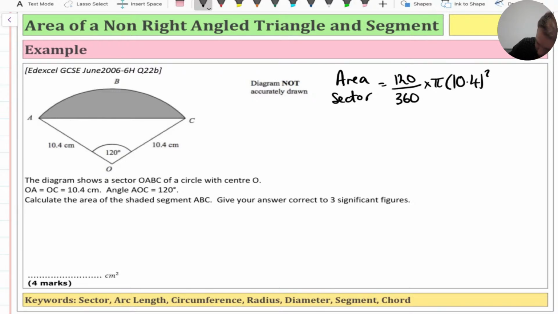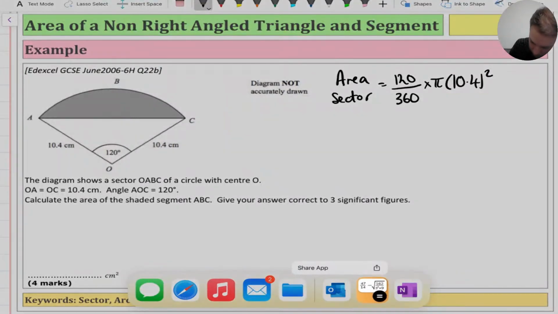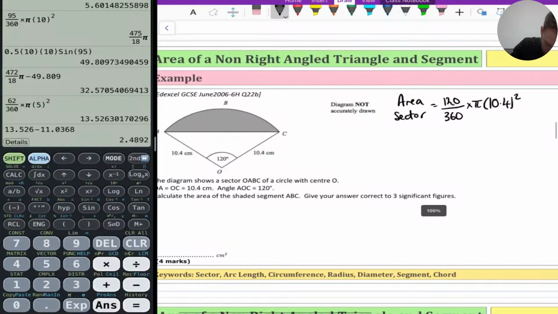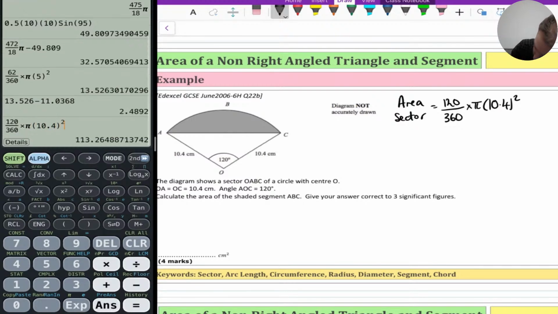Let's get up our calculator. So 120 over 360 times shift pi times 10.4 squared is equal to 113. So we want 3 significant figures, but I'm going to do a few decimal places: 113.265 centimeters squared.